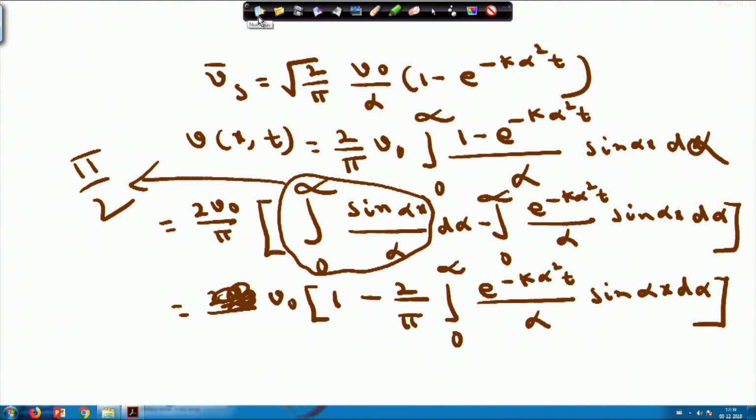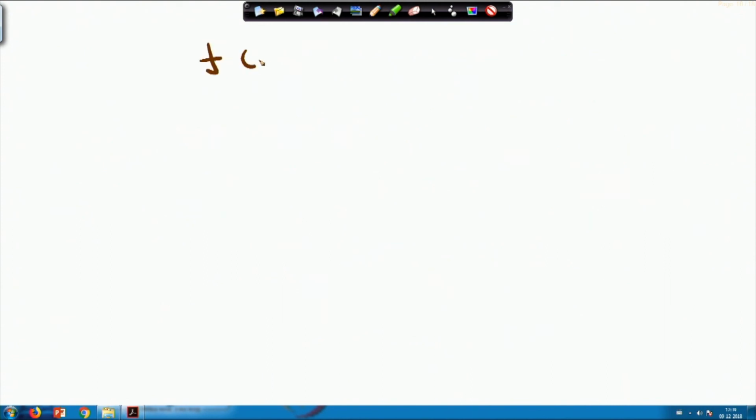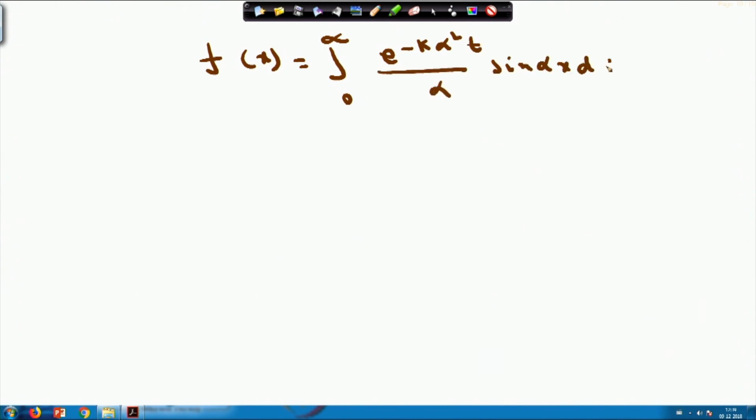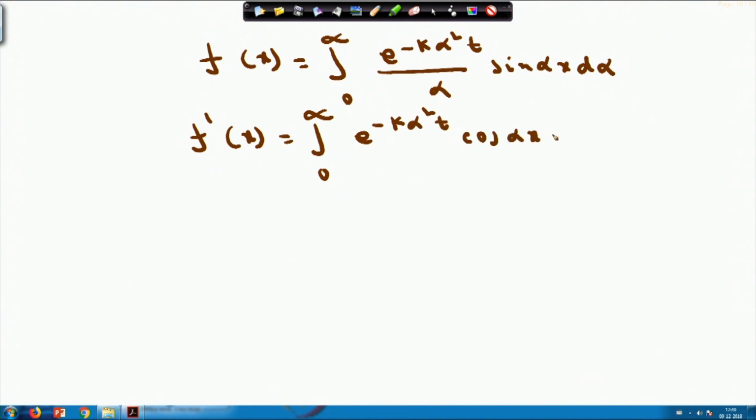So, let us start from here. Let f(x) equal integral 0 to infinity e power minus k alpha square t by alpha into sine of alpha x into d alpha. From here you can tell what is f dash x. f dash x I can write down as integral 0 to infinity e power minus k alpha square t into cos of alpha x d alpha.